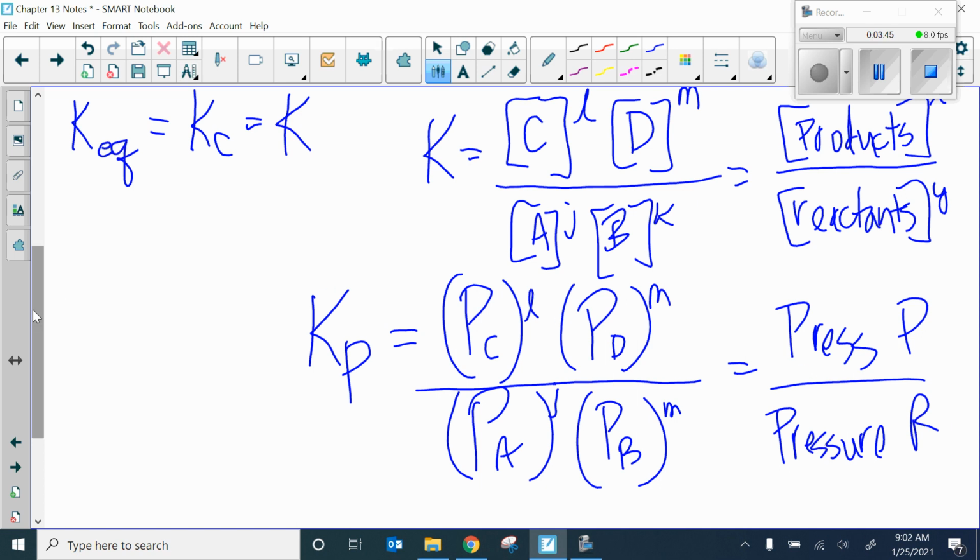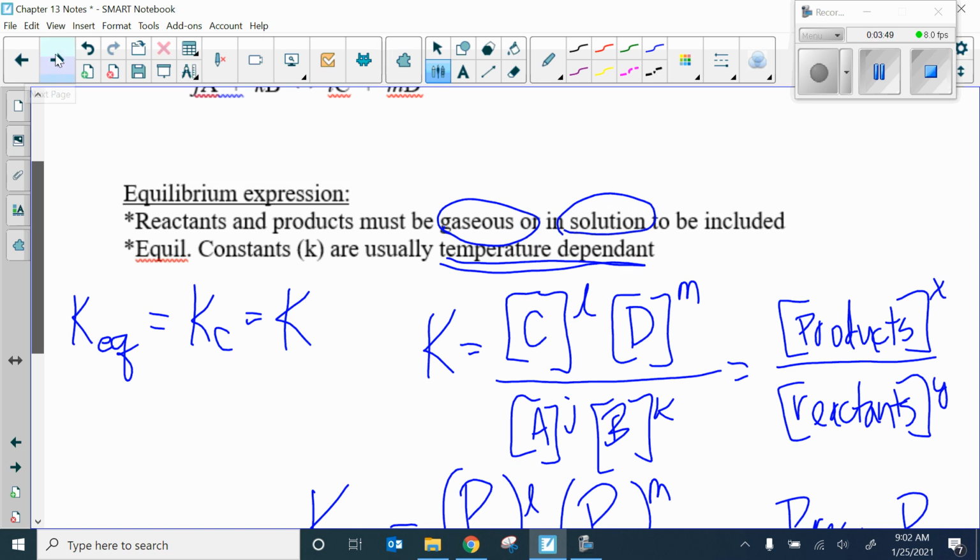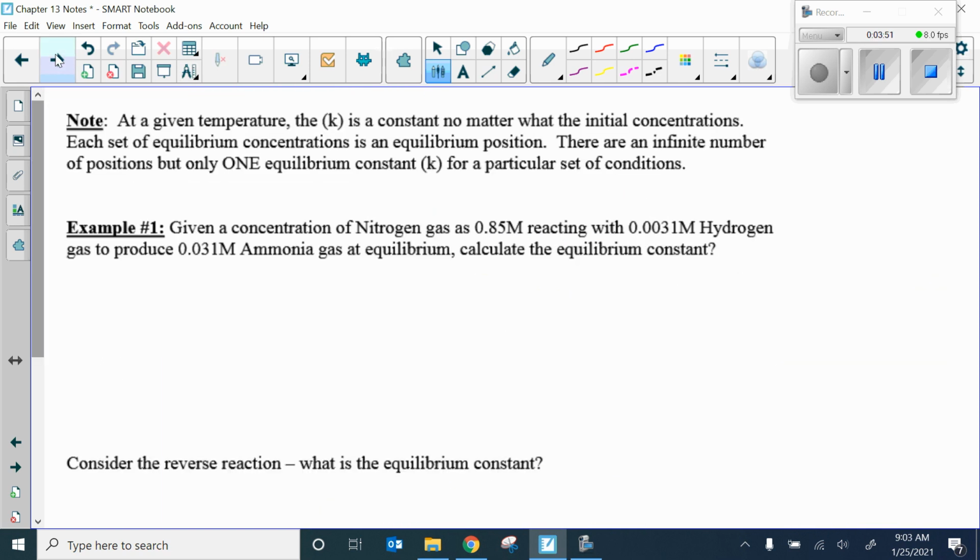Okay, so let's put some numbers in here. I think looking at that might be a little overwhelming, but actually when we start putting numbers in here, this isn't bad at all. You can go ahead and read that note that K is constant no matter what the initial concentrations. The important part is that each set of equilibrium concentrations is an equilibrium position. There are an infinite number of positions, but only one constant.